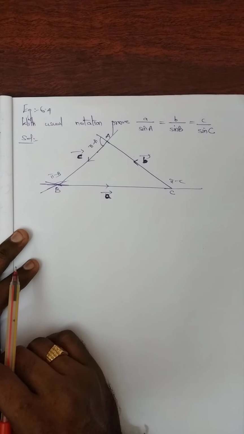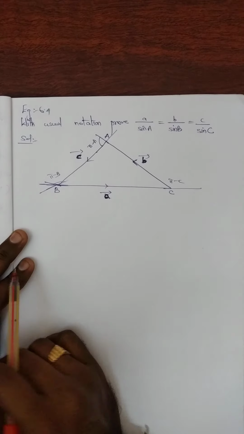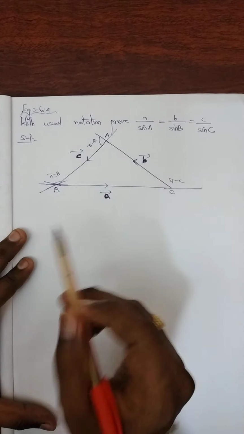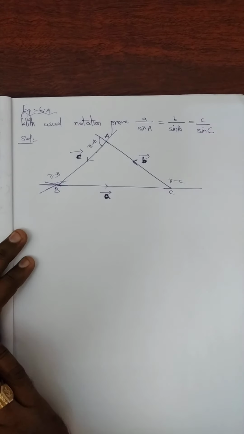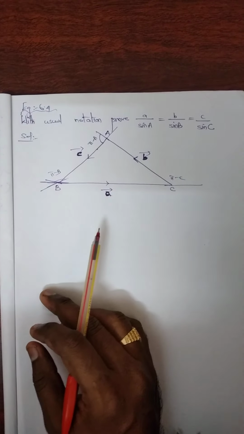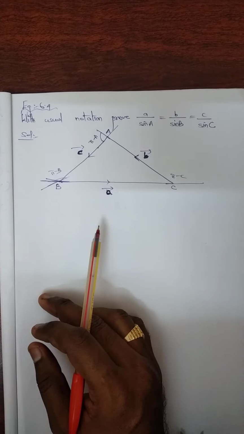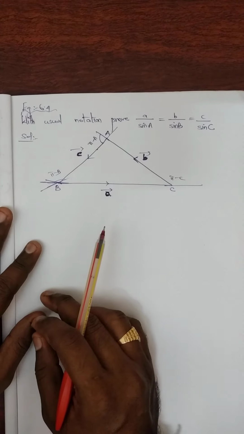Example 6.3 I have told you to do by yourself. So I am going to move towards example 6.4. With the usual notation, prove that small a divided by sine capital A is equal to small b divided by sine B is equal to small c divided by sine C. The same diagram which I used for the latest two subdivisions.